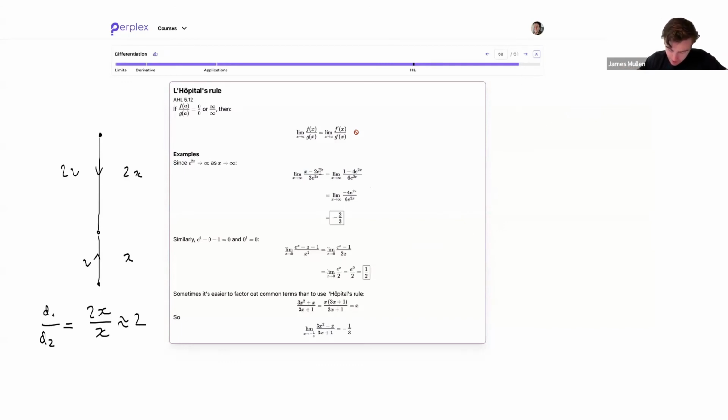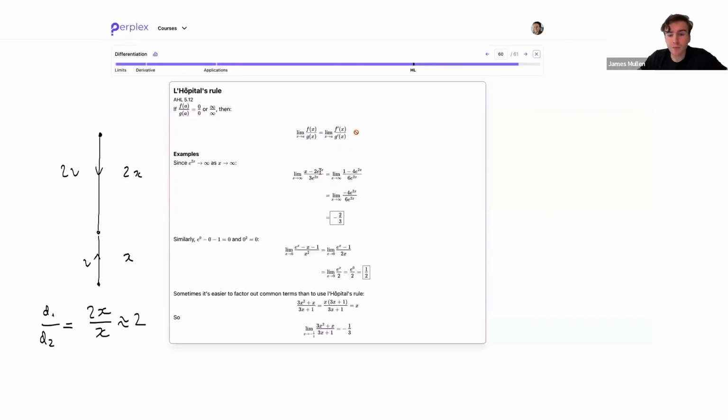Another example, when x goes to 0, is (e^x minus 1) over x squared. If I plug in 0, I have e to the 0 minus 1. That gives me 0. And 0 squared is also 0. So the limit is indeterminate. So I can use L'Hopital's rule. I take the derivative of the numerator and the denominator.